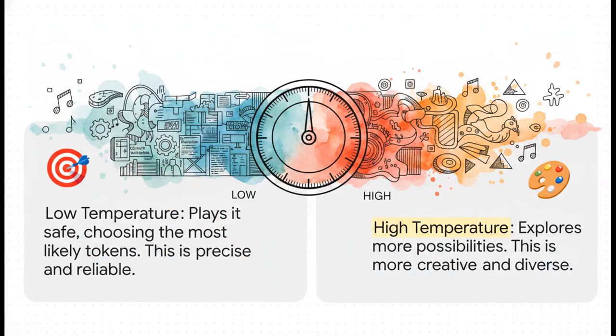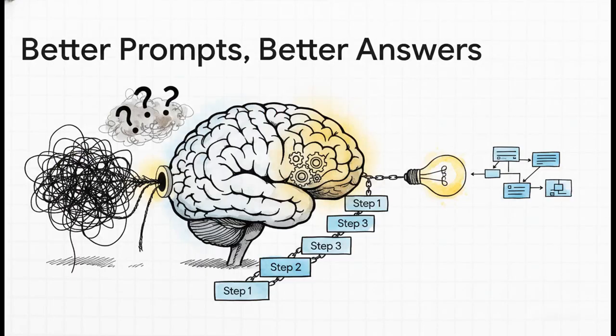middle. We can also control the AI's personality with a setting called temperature. Seriously, think of it as a creativity dial. If you turn the temperature way down, near zero, the AI gets really precise and reliable. It sticks to the most likely words. That's great for facts or writing code. But if you crank it up, it gets more creative, more diverse, and a lot more unpredictable, perfect for brainstorming ideas.